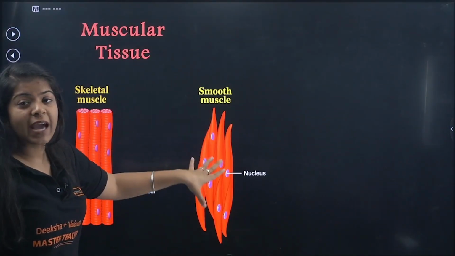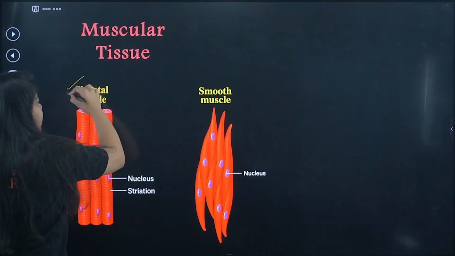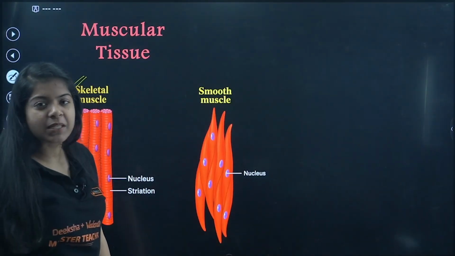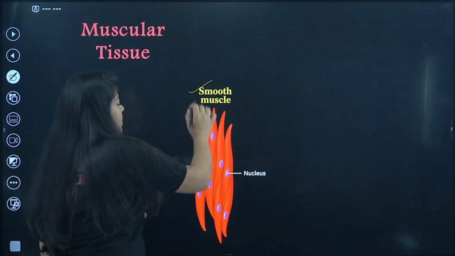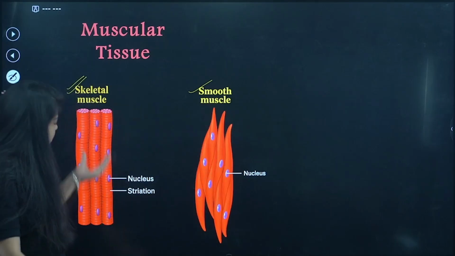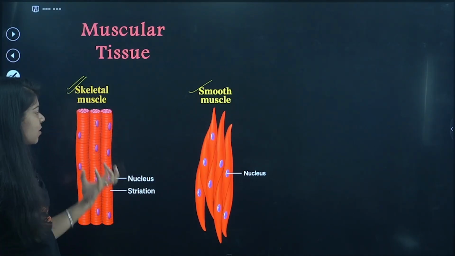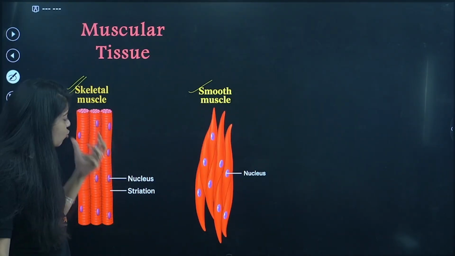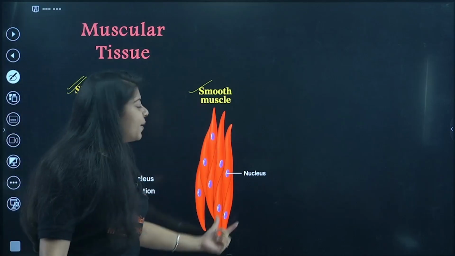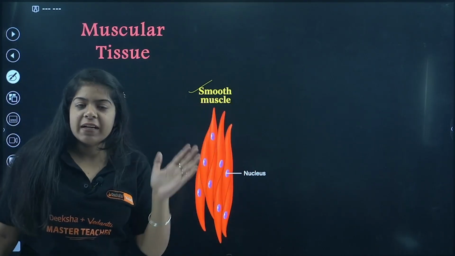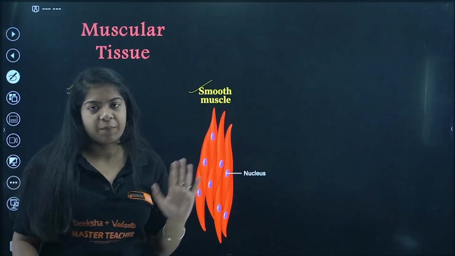Okay, next beta, we have muscular tissue. In muscular tissue we have two of these, which is your skeletal tissue, also called striated muscle, right? Then we have smooth muscle. These are straight. We have nuclei, so many nuclei. In here beta, it is a little different, a little elongated in shape, right?